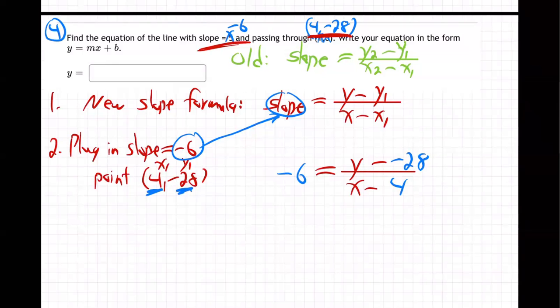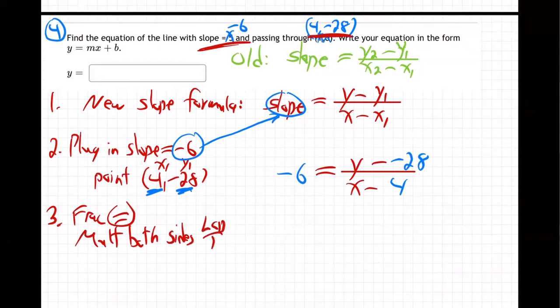We have a fraction. So we've had fractions before. We know how to handle these. When you have a fraction with an equal sign, what do you do? You multiply both sides by what? By the LCD over 1, don't you? LCD over 1. So what's the LCD here? LCD is x minus 4 over 1.